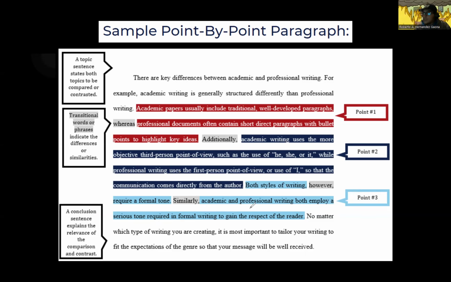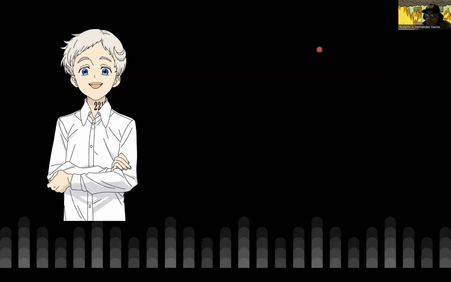And if you pay attention here, we get a chance to use a little bit more transitions and connectors. As you can see here in gray, you can find them, check them out. And yeah, this is basically a structure for point by point. Now, I want to add something here at the end.